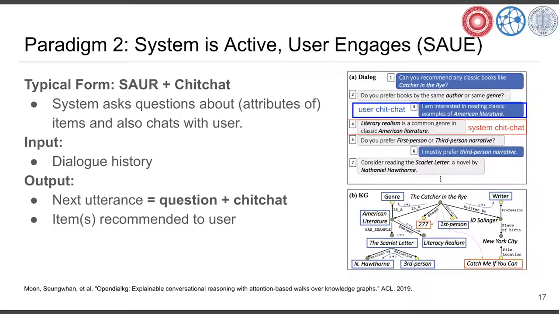Then the system will follow the topic and say something like, literary realism is a common genre in classic American literature. That is highlighted in the fourth utterance in the red box. This is also somehow like a chit chat by the system. So basically you can see in this paradigm, the system still basically asks questions and the user answers the questions, but there will be some chit chatting inside this whole conversation. So for this paradigm, the output next utterance will be the combination of a question and chit chatting.